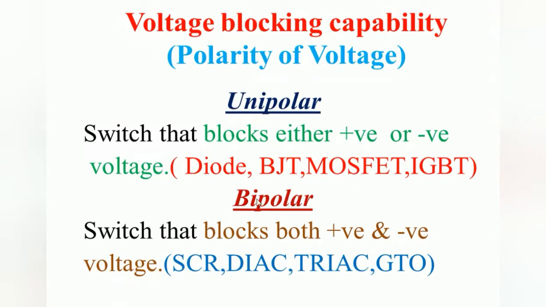And what is bipolar? The name itself makes it easy to understand. A switch that blocks both the positive voltage and the negative voltage, both polarities of the voltage, is called a bipolar switch. The examples are SCR, diac, triac and GTO. SCR is the silicon controlled rectifier. Diac means diode operated in AC, triac means triode operated in AC, and GTO means gate turn off thyristor.